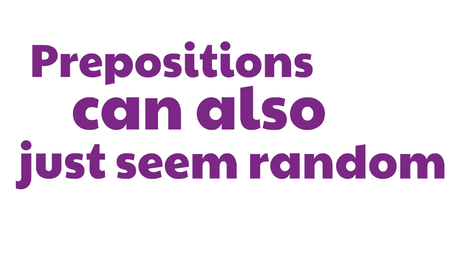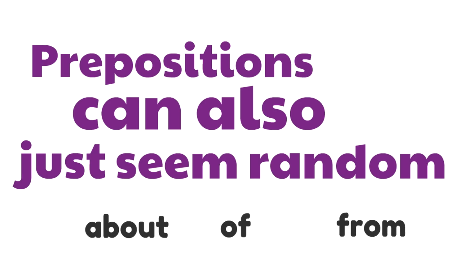Prepositions can also just seem random, like about, of, and from. You could just memorize these words as prepositions because they do kind of seem random. About, of, and from are all prepositions too.